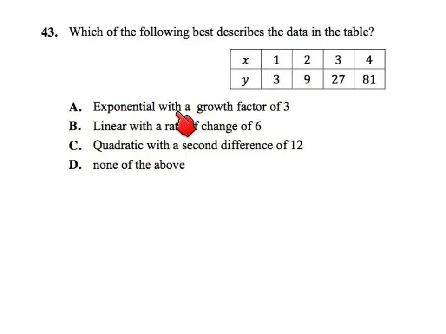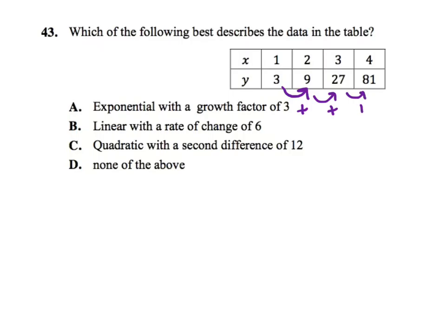So we look here, we have exponential with a growth factor, linear with a rate of change. We know what those are. Quadratic with a second... okay, that wasn't in our standards. You don't know that. And then D, none of the above. So let's see if we can logic our way through this.